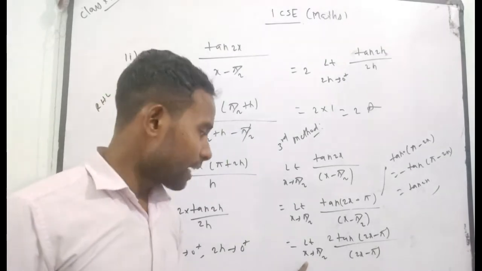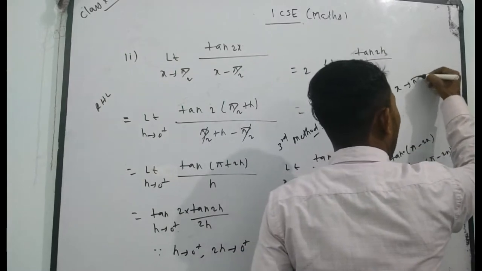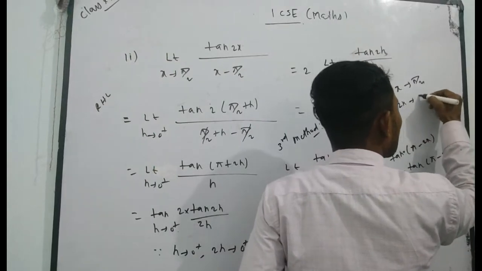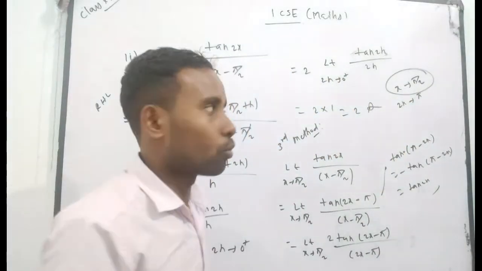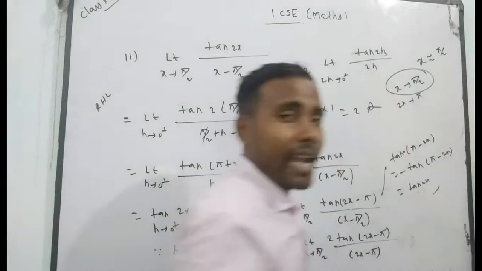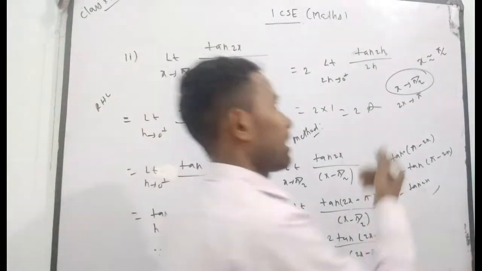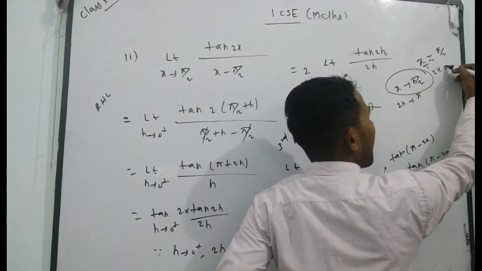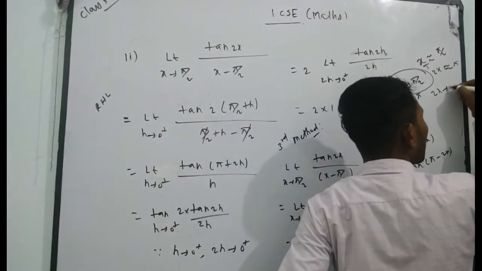Here see, x approaches pi by 2. And you know that x approaches pi by 2 means that what? It means you can say 2x approaches pi. Why? Because when x approaches pi by 2, its actual meaning is x is very, very close to pi by 2. If x is very close to pi by 2, then you can equate, and write 2x is approaching pi.